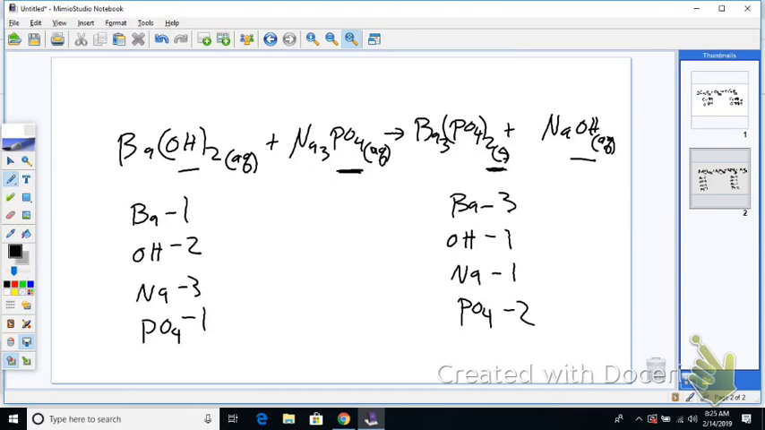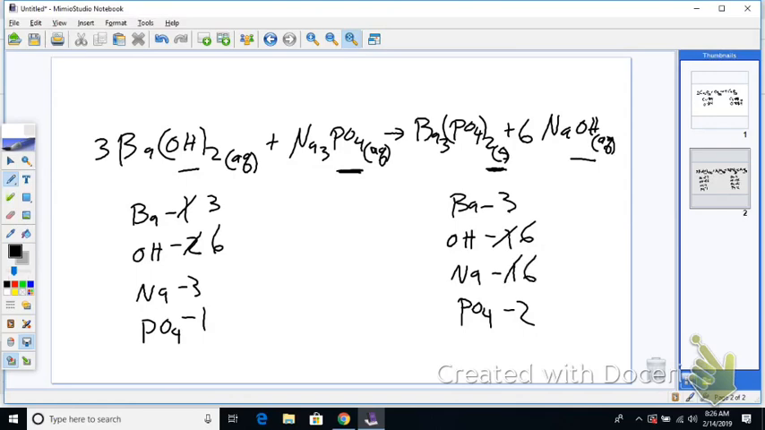So we can start at barium and see where that takes us. What would we have to do to balance barium? Times it by 3. So we put a 3 in front, and that changes your OHs to how many? 6. 3 times 2 is 6. Okay, so let's go to hydroxides next. We come to the right side, and we got 1 hydroxide. So we put a 6 here, and that gets us our hydroxides to 6 and our sodiums to 6.